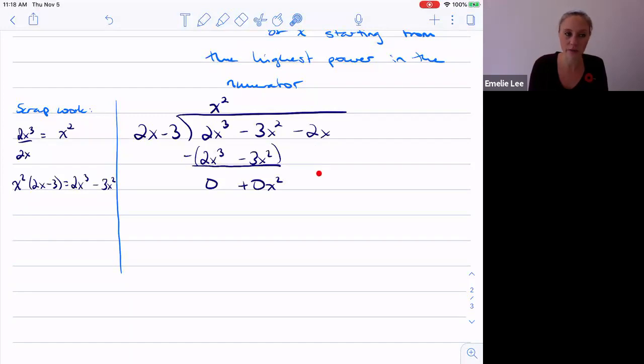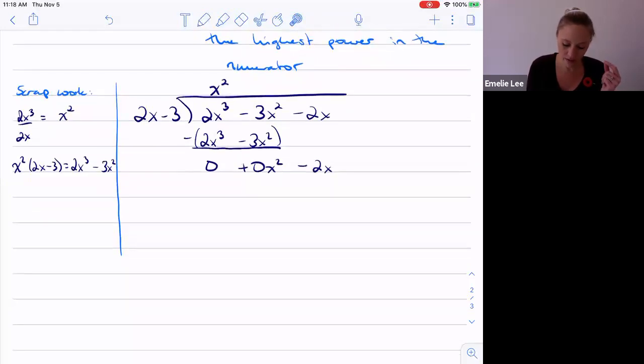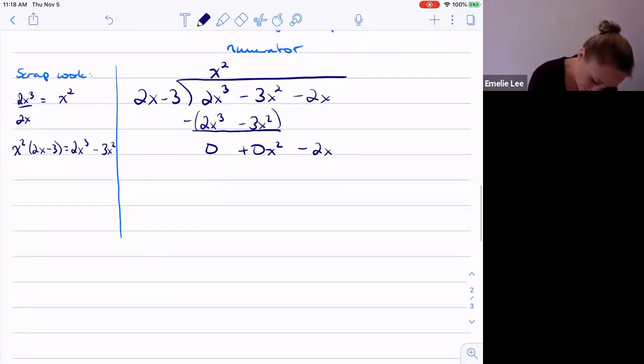And then we need to bring down this negative 2. What's actually going on is negative 2 minus 0, but I find that that gets a little bit messy, so I just bring it down, minus 2x. Either way, it works out to be the same. So now I do the exact same thing that I just did, but I just use 0 divided by 2x. So 0x squared divided by 2x is 0. So I get plus 0.